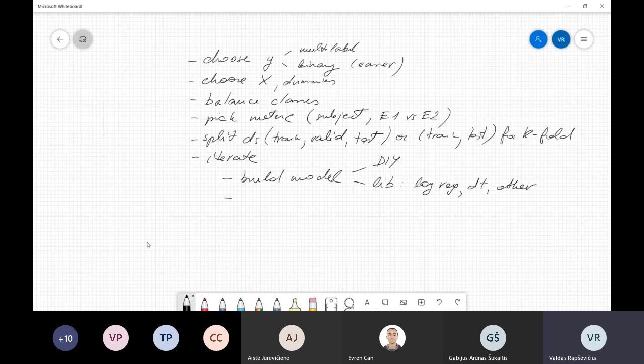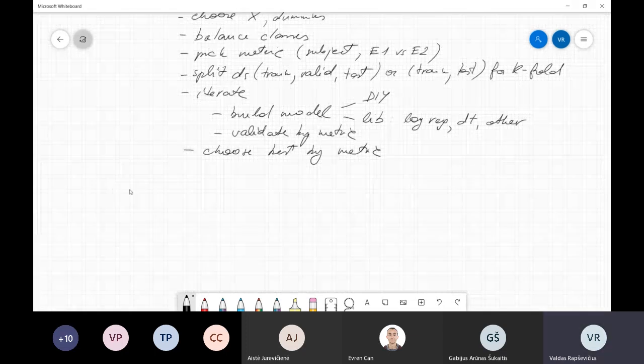Now, validate by metric. So you've chosen some metric which you think is important for your subject. So you validate that model by using that metric, right? So once you have produced many models, now you basically choose best by metric, right? You can use multiple metrics. You can average. You can think about various ways and methods. Be creative with that. But this is how you basically choose the best model.